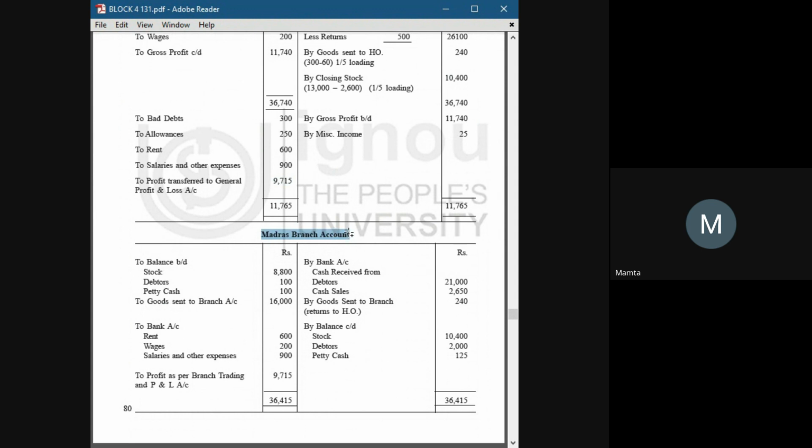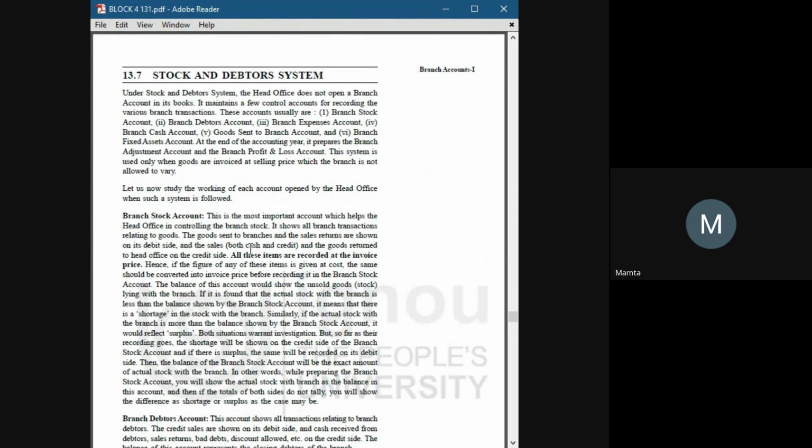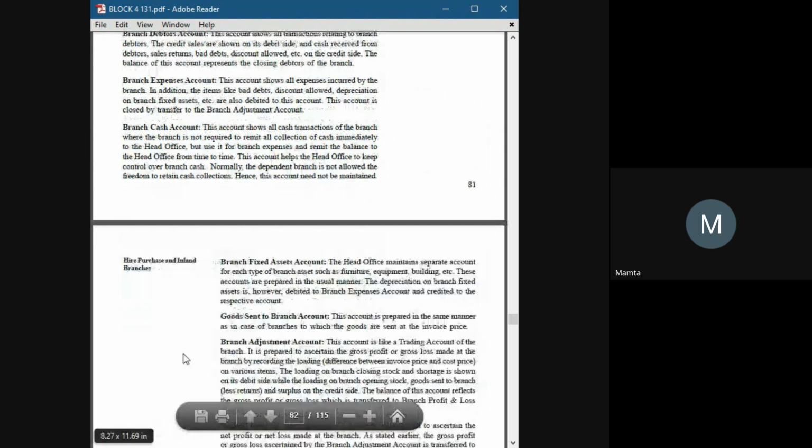Madras branch account. This was the trading and P&L account. Now this is the Madras branch account, and everything has been put the way we put every entry in a branch account. There's nothing new. I hope you understand it. So let's move further.